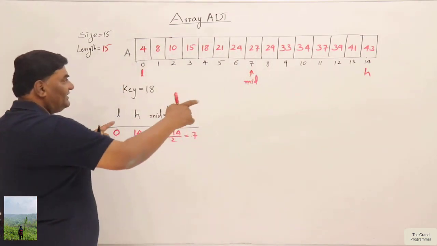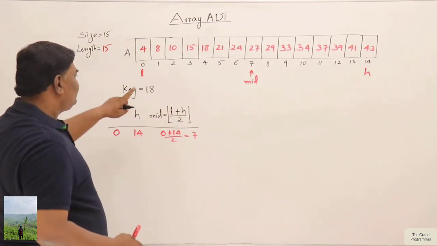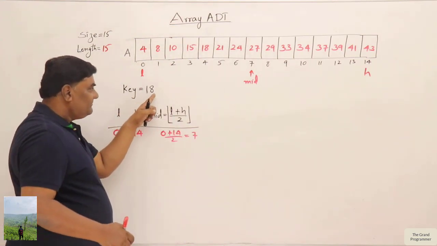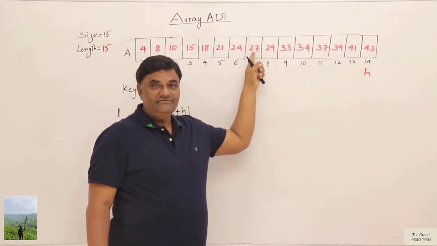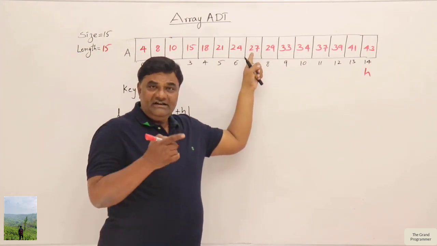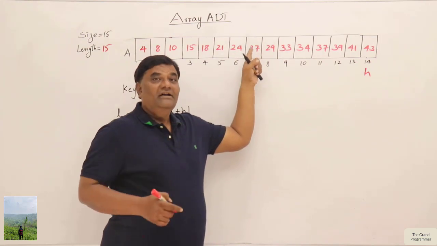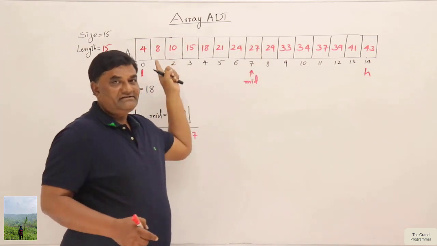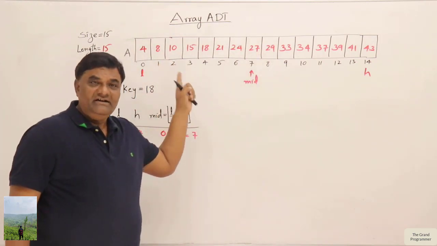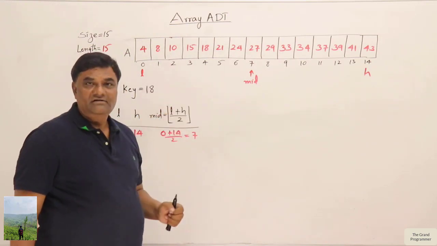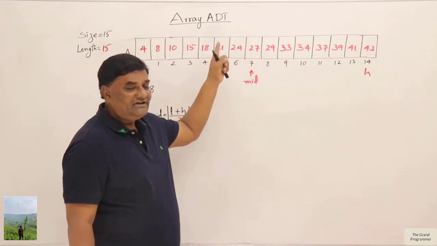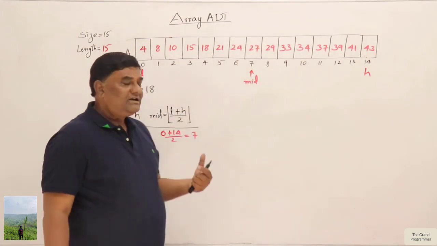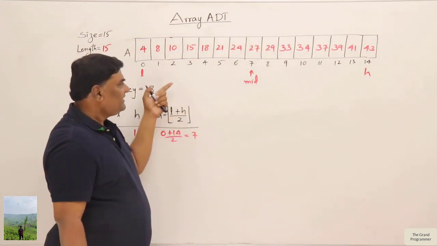So if low and high are given, calculate mid. Now check, is this 18 key element present here? No, this is not the key element we are searching for. Then is our key element smaller or greater? It's smaller. So it is on the left hand side. How can you say that? Because the list is sorted. If the key element that we are searching is greater than this one, then definitely it is on the right hand side. But our key element is 18, so it is on the left hand side.